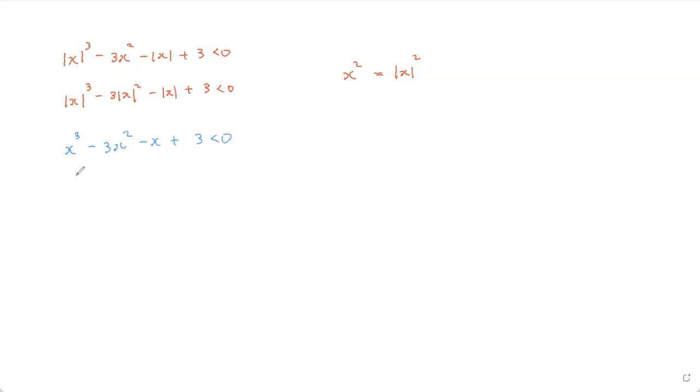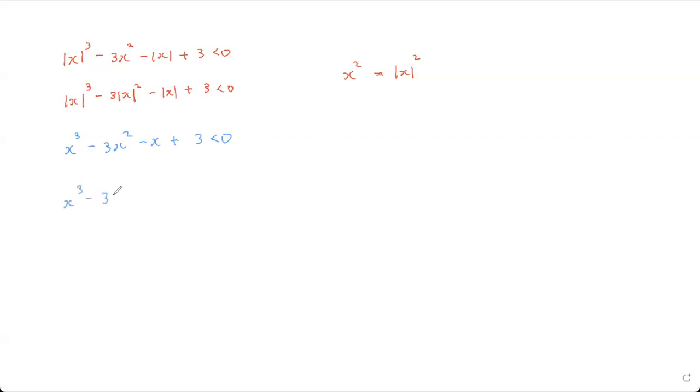Okay, so you notice x equals 1 is actually a root of this. So you can sub 1 inside: 1 cubed minus 3 times 1 squared minus 1 plus 3. That's going to give us 0, right? So x equals 1 is a root. In other words, I know that x minus 1 is a factor.